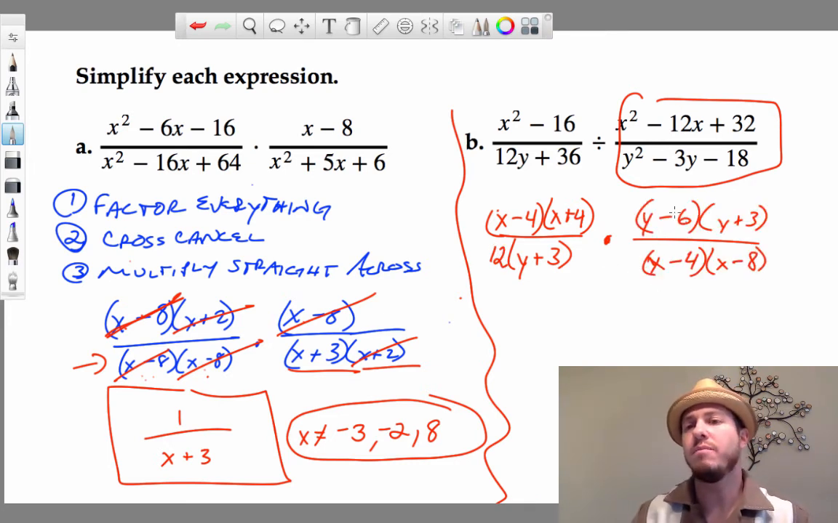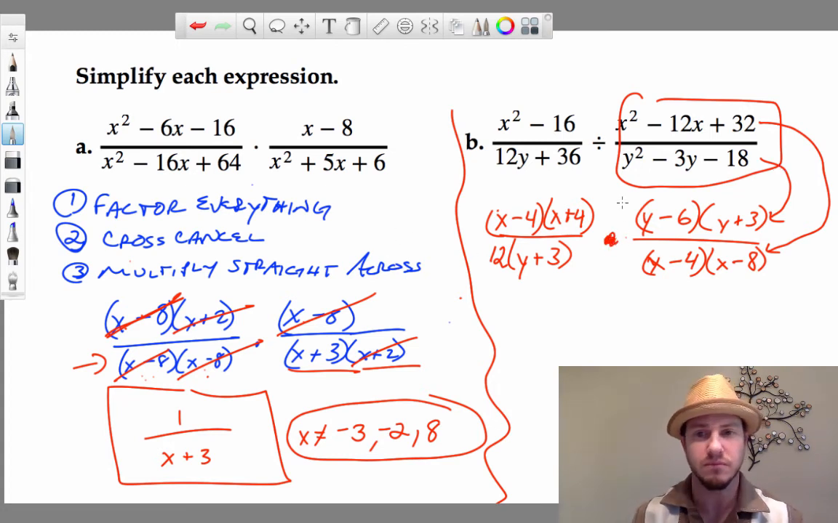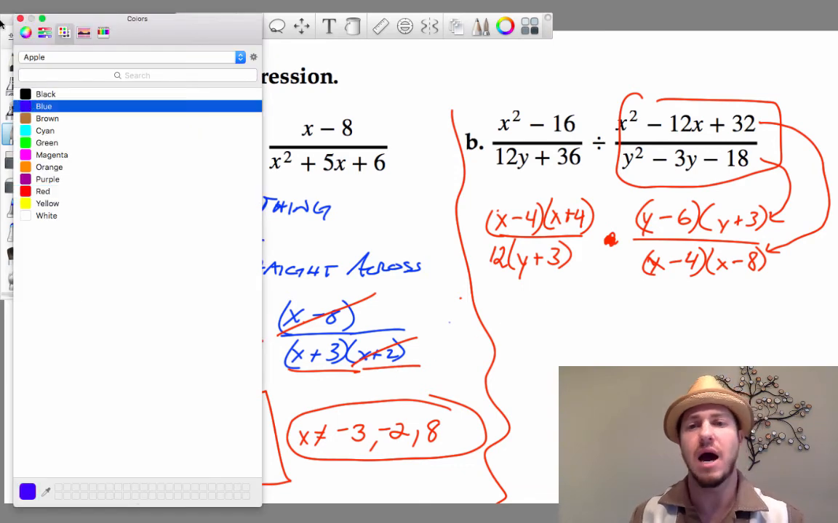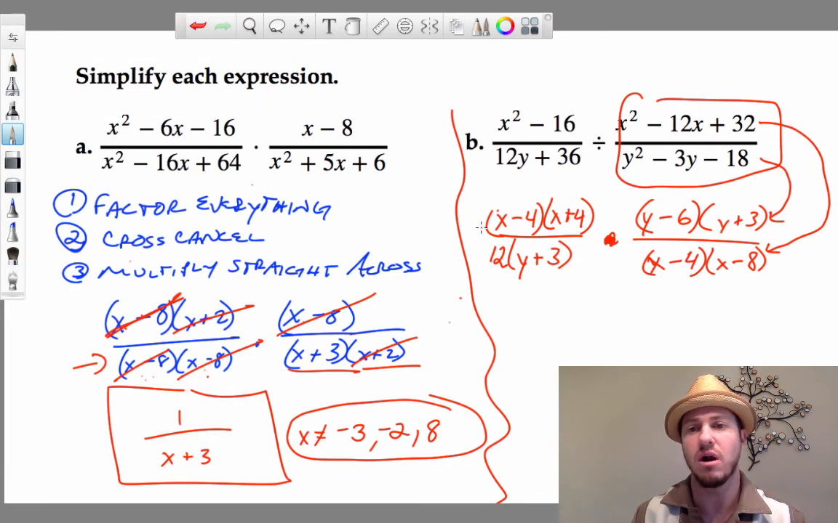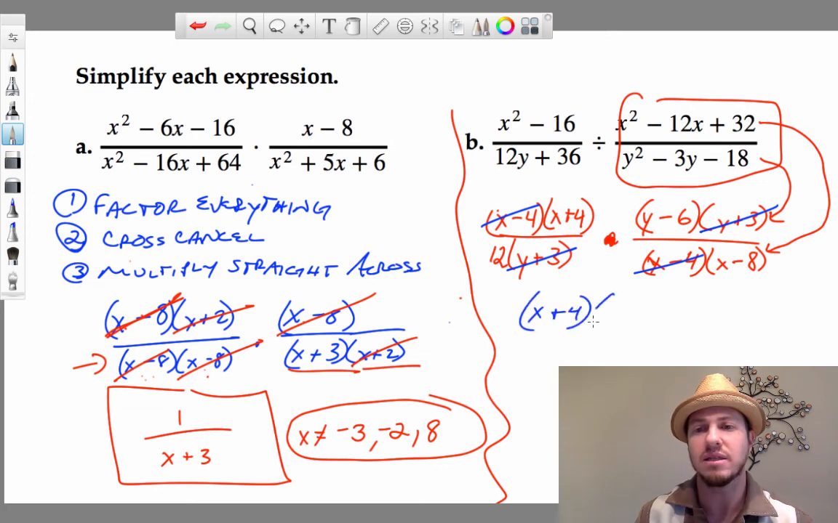And in this one, remember I'm writing this one in the denominator and this one in the numerator, and I factored them like this. Do remember, if you're changing this to a multiplication, you do need to multiply by the reciprocal. So now I can cancel the common factors out. I have x minus 4, x minus 4. X minus 8 isn't going to cancel. This y plus 3 will cancel. And so I'm left with x plus 4 times y minus 6 over 12 times x minus 8. That is my simplified form.